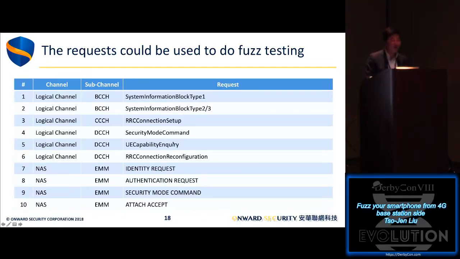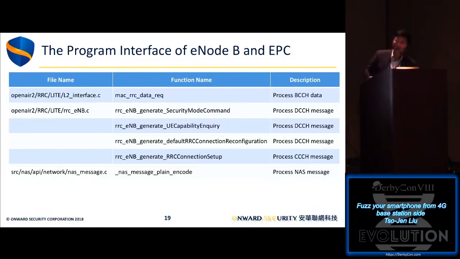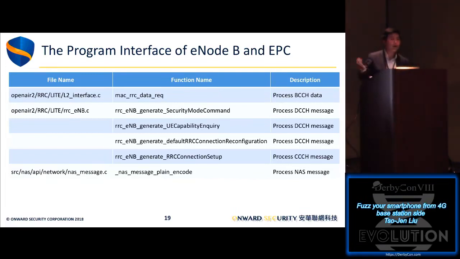So according to our request, only these 10 requests could be tested by fuzz testing. You can follow the open source to find which file and which function will handle the BCCH, DTCH, or CCCH message, and try to make a little change to add some function to read the data from our fuzzer.